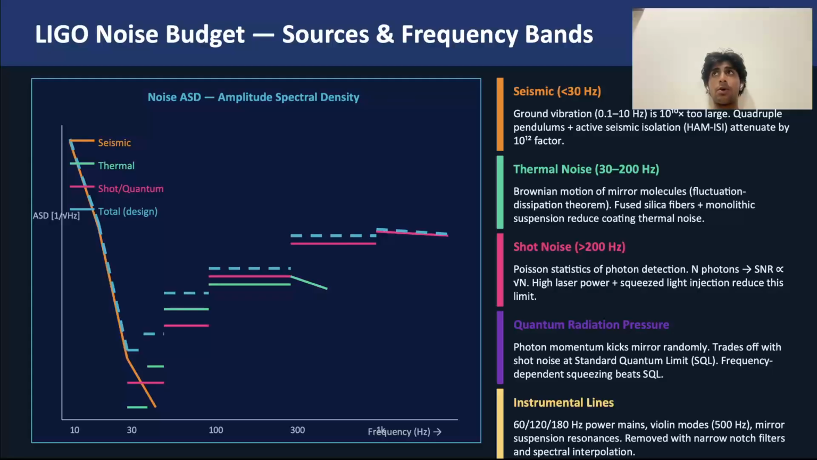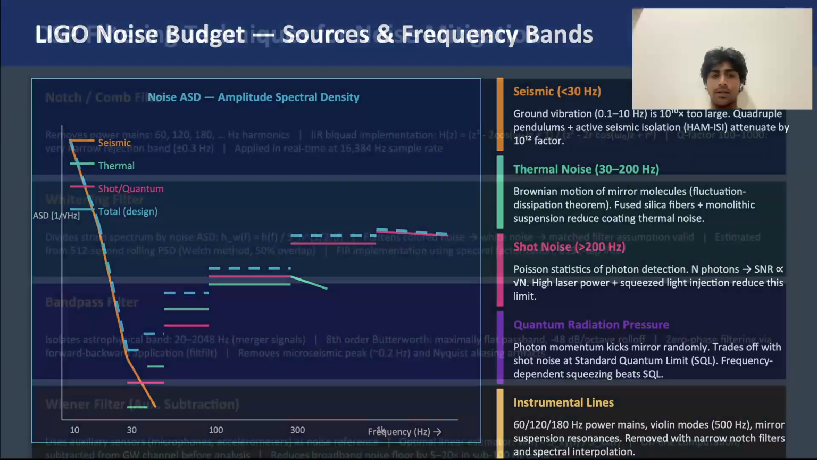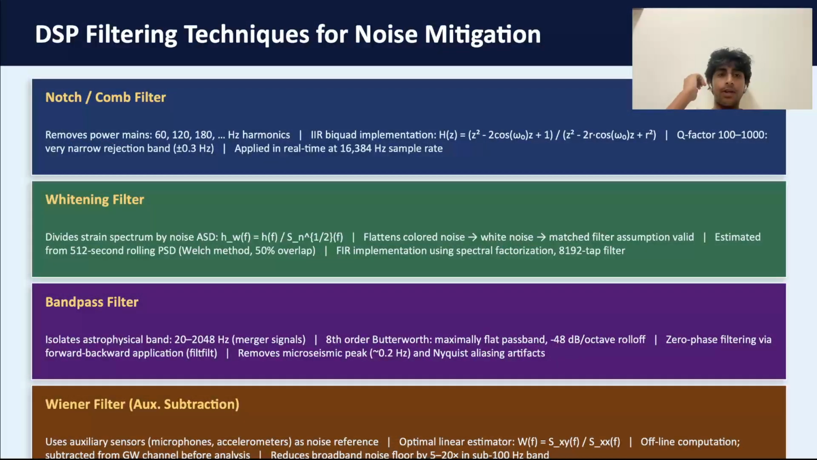Now comes the above 200 Hz shot noise. Photons arrive randomly, Poisson statistics, creating unavoidable power fluctuations that mimic strain. More laser power helps, but more power means more radiation pressure, backaction noise at low frequencies. Now that trade-off is called the standard quantum limit. It reduces one and the other rises. You cannot engineer around it with classical light. Hence, you need other techniques. Such techniques are called DSP filtering techniques for noise mitigation.